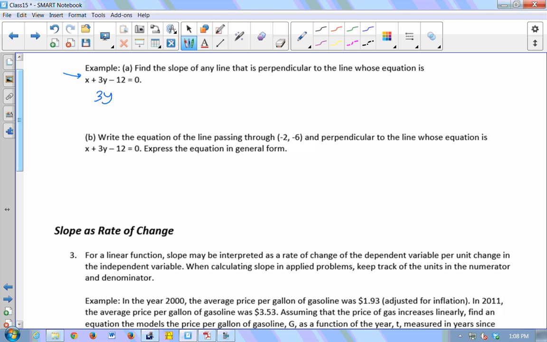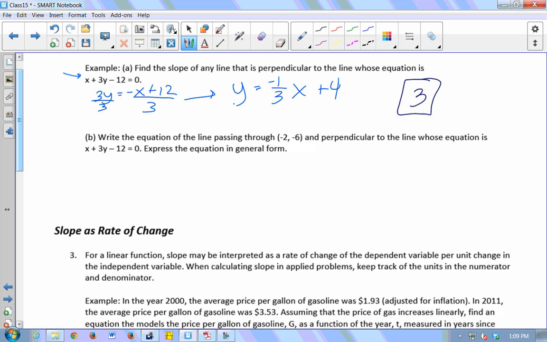So I'm going to have 3y equals -x plus 12, sorry. Move everything, all the non-y's, to the right side, then divide both sides by 3. So I get y equals -1/3 x plus 4. That's equivalent to x plus 3y minus 12 equals 0. So a line that's perpendicular to this line will have what slope? 3. The opposite reciprocal of negative 1/3. The opposite would be make it positive, and the reciprocal, flip it over, and you get 3 over 1, which is 3. So our answer is 3.